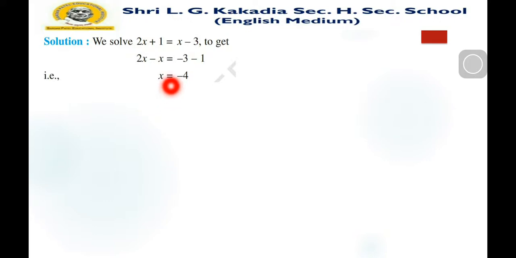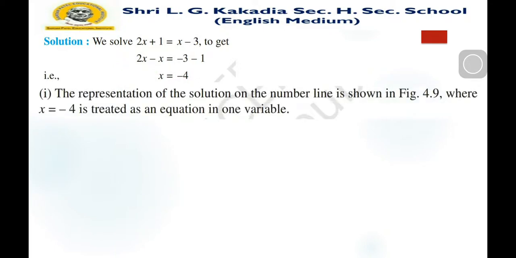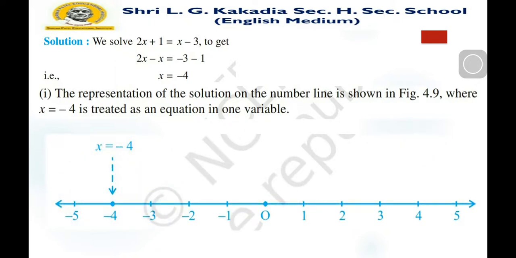So we can denote this point on the x axis, because x is equal to minus 4, on a number line. The representation of the solution on the number line is shown in the figure, where x is equal to minus 4 is treated as an equation in one variable. So here x is equal to minus 4, and we can denote minus 4 on the number line as we do. Here we have denoted x is equal to minus 4 on the number line.